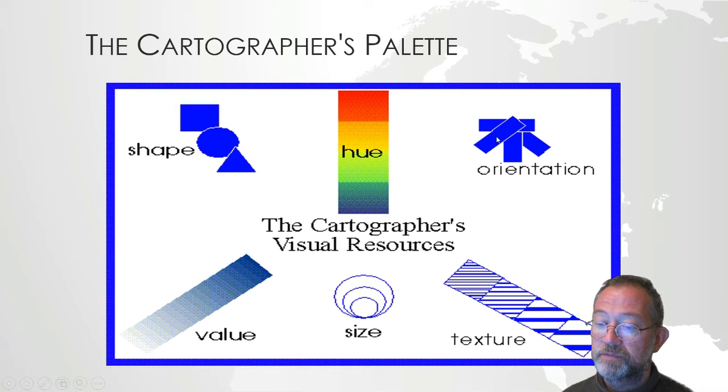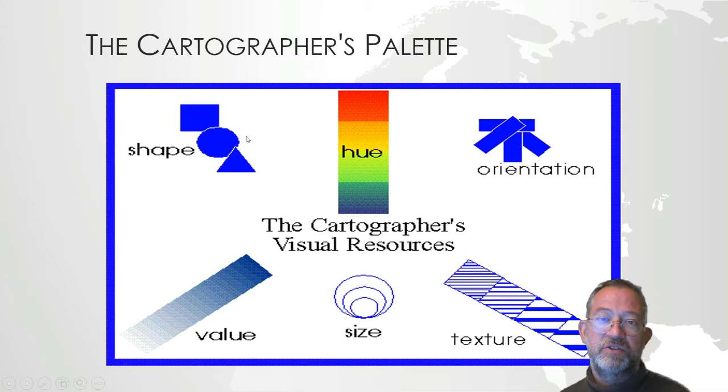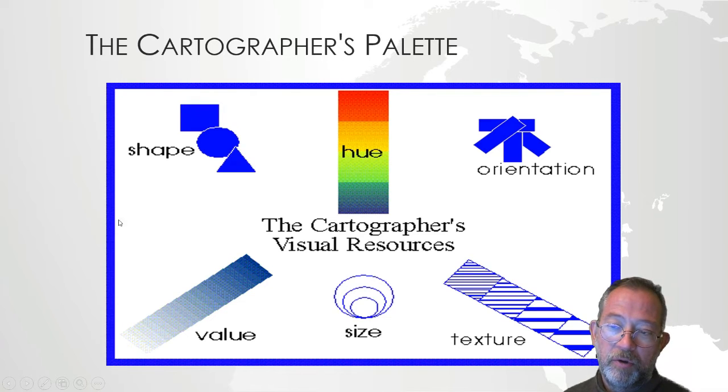Then we have orientation. So if you have a symbol, which way is the symbol pointing? We have value and saturation. We have the size of objects, and we have the texture. What's interesting to this one is that the top three here, the shape, the hue, and the orientation, are all appropriate for nominal data, and to some degree, if you have ordinal data. These ones down here are primarily for interval and ratio data.